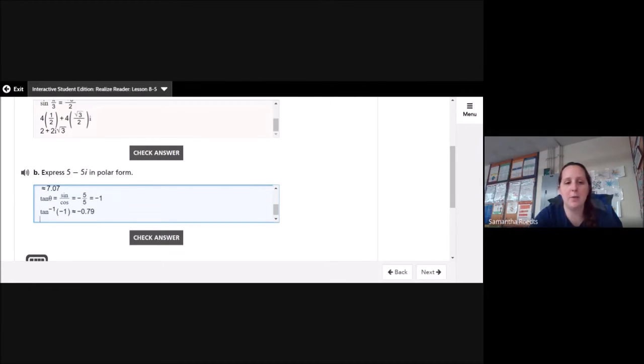Then remember it's in quadrant 4, so I add 270 to that. My tangent is still going to be negative, but this is just my reference angle. So that means I'm going to add 270 to this. So 270 plus 0.79, so about 270.79. So I have 7.07 cis 270.